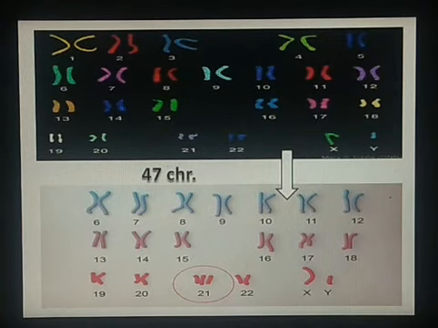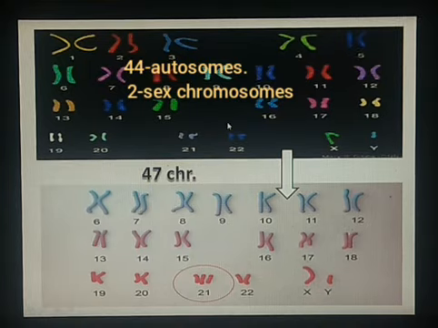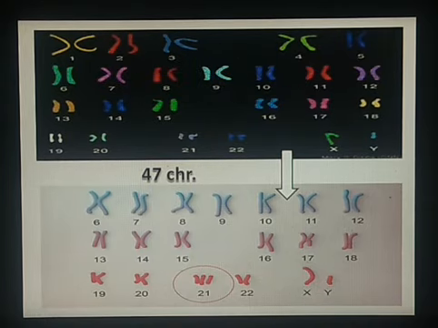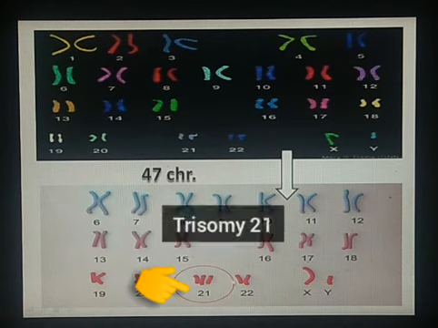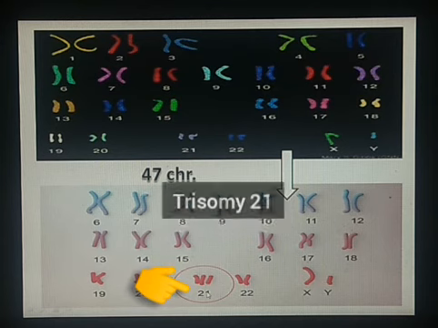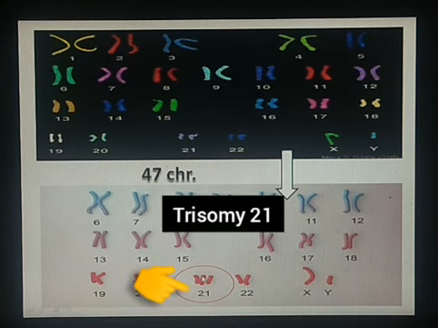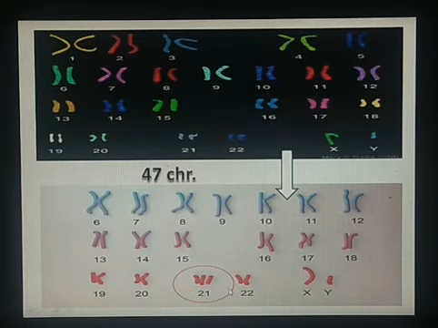We all have 46 chromosomes, and Down syndrome is caused by the presence of an extra copy of chromosome number 21. Therefore it is called trisomy 21. In these individuals, they will have one extra chromosome, leading to a total number of chromosomes as 47 in their cells. Such trisomy 21 can occur in males or in females too.